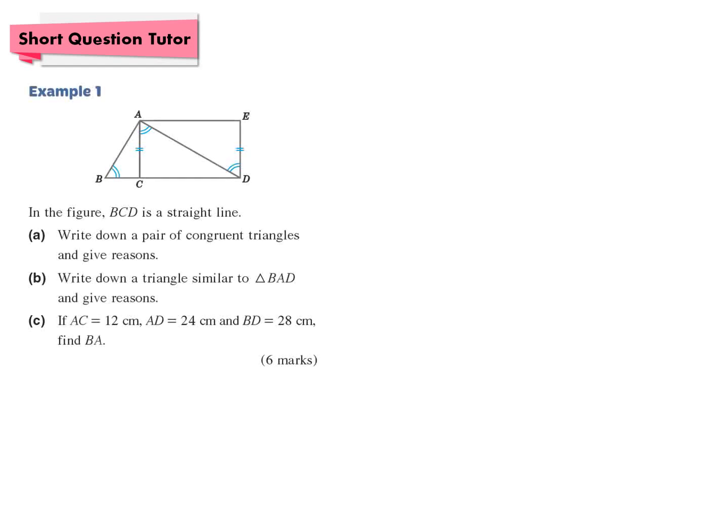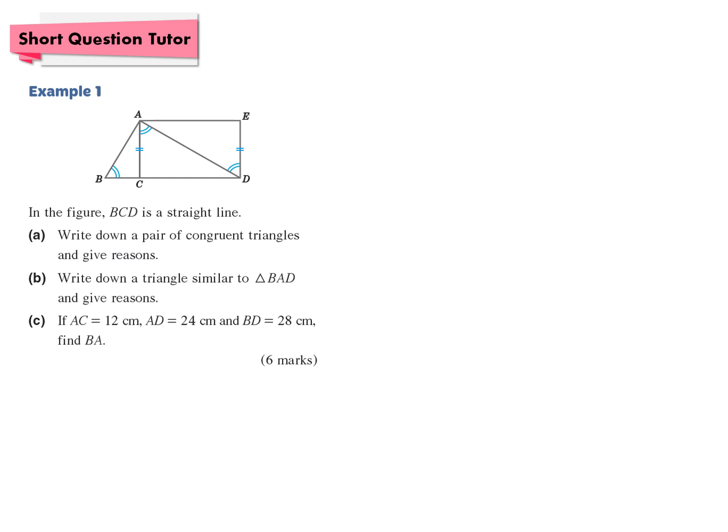In example 1, you need to identify congruent triangles and similar triangles and calculate some of the lengths of the triangles. The key point to this question is to draw the triangles separately. In part A, we have to write down a pair of congruent triangles and give reasons.